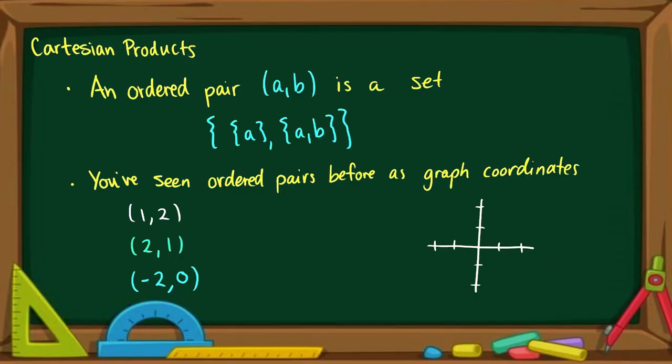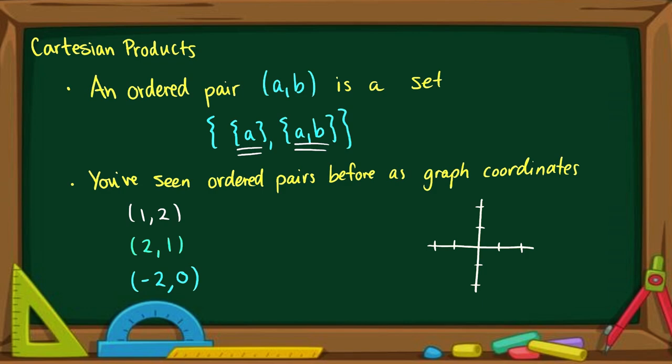Let's get started. In this video, we're going to cover Cartesian products, and I'm going to give you a very formal definition for an ordered pair before we start. An ordered pair (a, b) is a set that contains the first element as a singleton in that set, and then both elements as a set in that set.